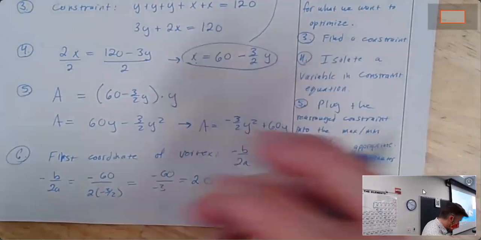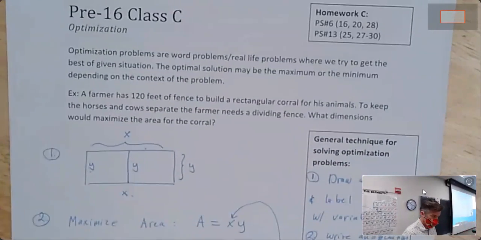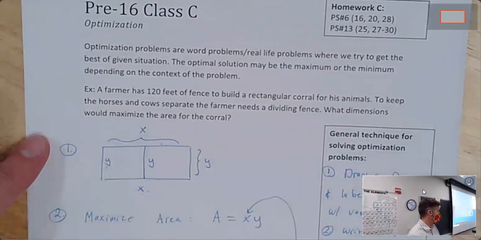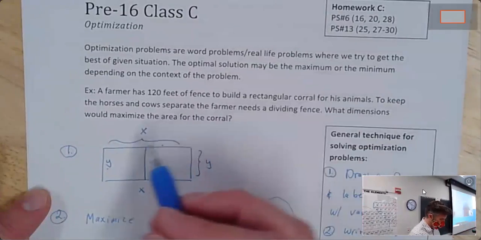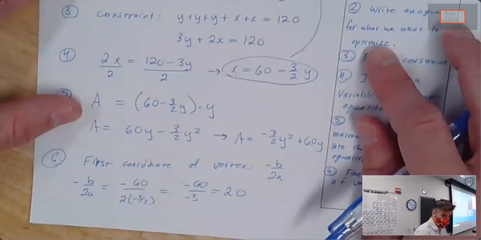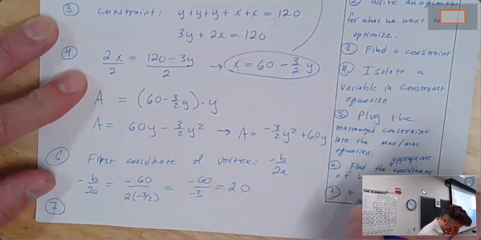And this is kind of the time where you start to think about what they are actually asking me to find. Because we've done this work, we're trying to maximize the area, but do they actually ask us to find the area? Well, let's go back and read the question. The question says at the end, what dimensions would maximize the area for the corral? So what we actually need to find are how long the y side is and how long the x side is. We already found how long the y side is. So the last step is actually answer the question that's being asked.